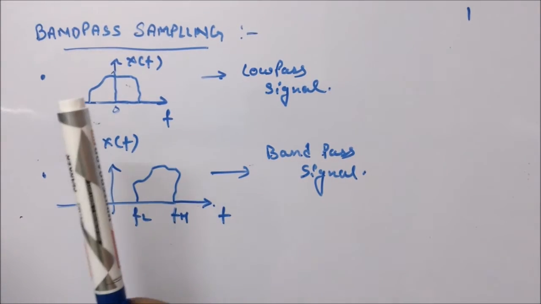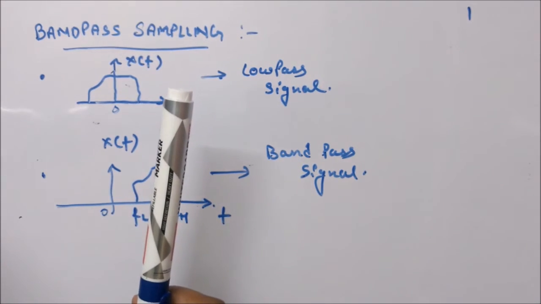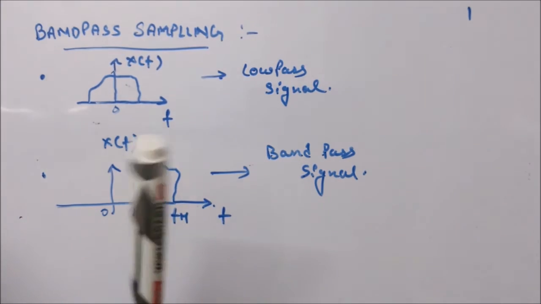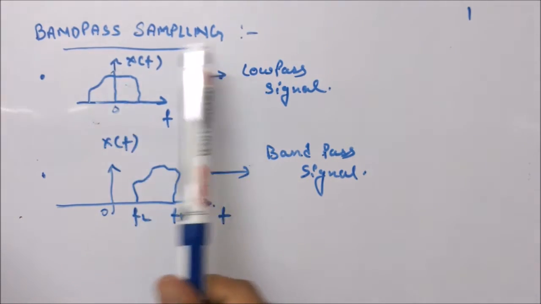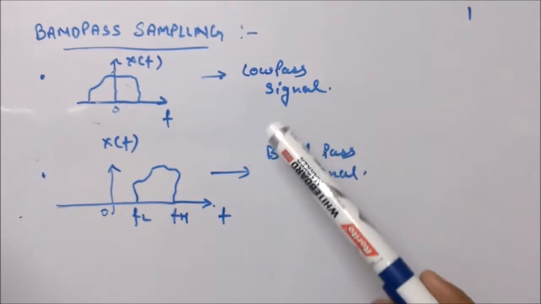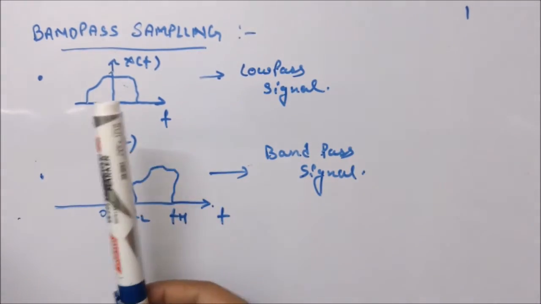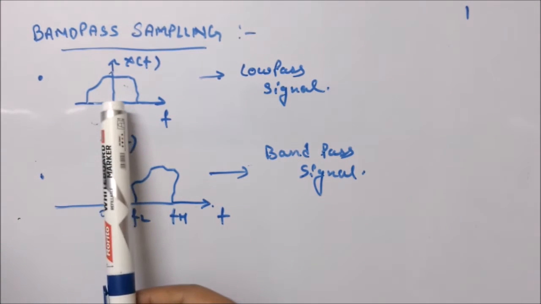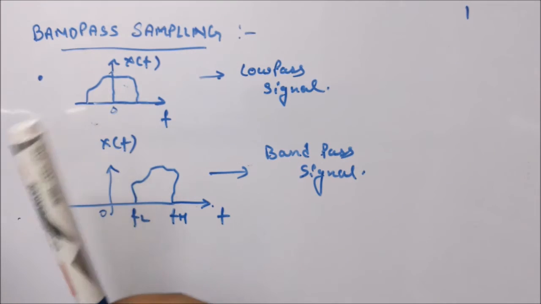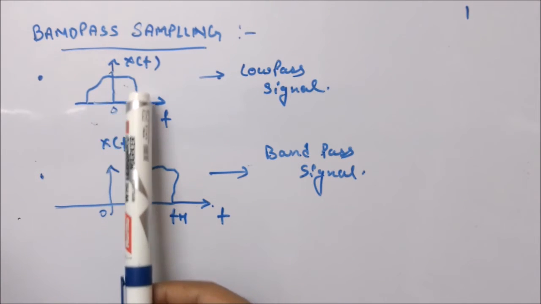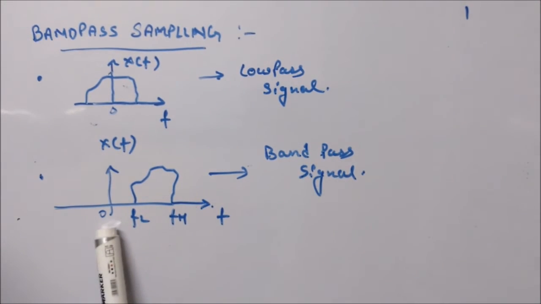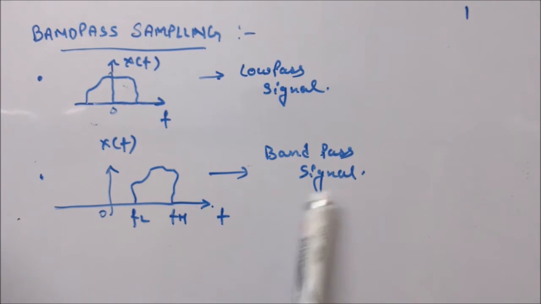Till now, the technique we saw for sampling was for low pass signals. Now we're going to see how you sample band pass signals. That's why it is called band pass sampling. Now what is the difference between a low pass and a band pass signal? If you have a signal where the origin is also a part of your signal, or the signal starts from the origin, then you call it a low pass signal. If you don't have the origin, or it does not start from the origin, then you call it a band pass signal.